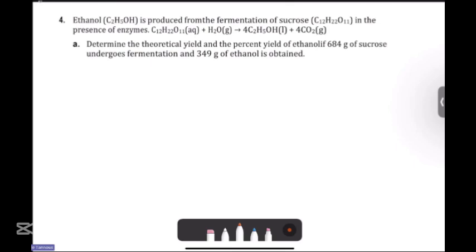When you read a question, there are always two numbers given. You need to identify which one is the mass of a reactant that you are going to use to find the theoretical yield and which one is the actual yield. And again, I'm going to give you the way to do it. Ethanol is produced, so this is the product. Ethanol is produced from the fermentation of sucrose. So this is sucrose.